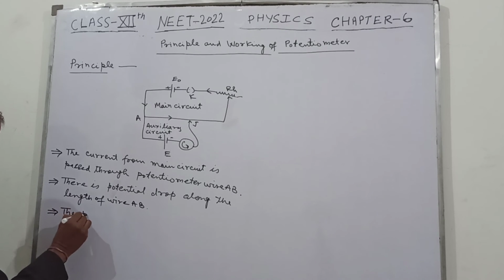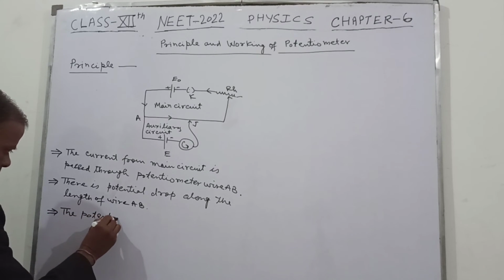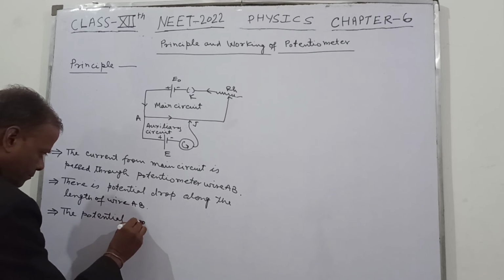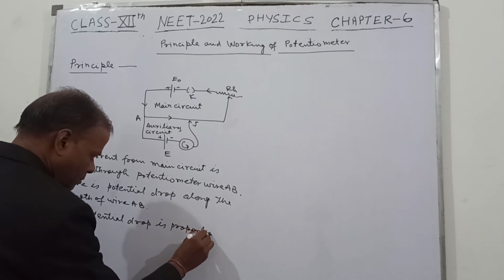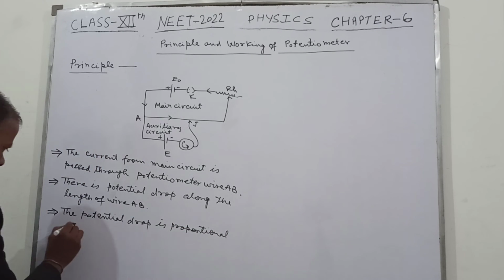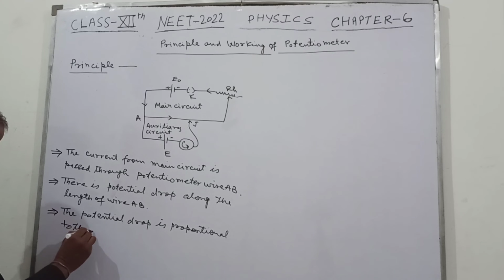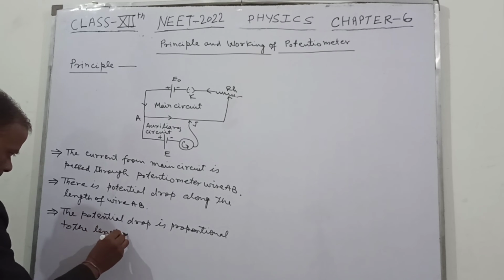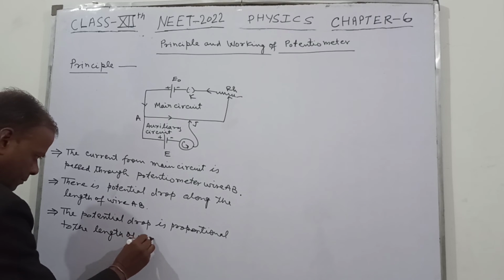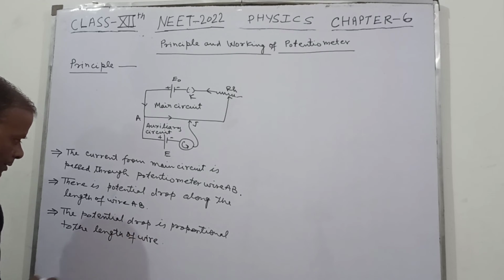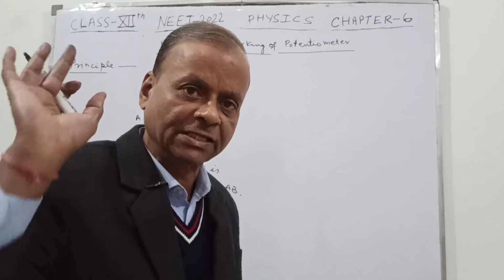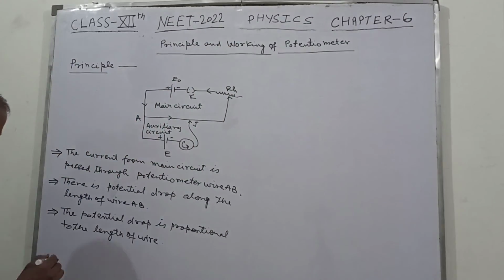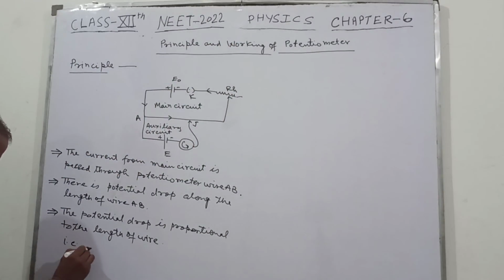The potential drop is proportional to the length of wire. So as the length of the wire increases, the potential drop also increases. So it means that this V is proportional to L.